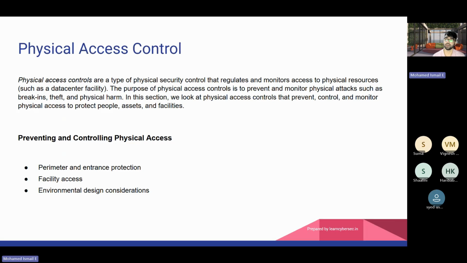If you take any critical infrastructure such as an airport or any secure area, without prior appointment or valid access proof, you cannot enter, right? So physical access control has various components. We'll cover most of the components in this section. So the perimeter and entrance protection. For perimeter and entrance protection, a compound wall or fence can be used, right? Then facility access. There are ways by design.